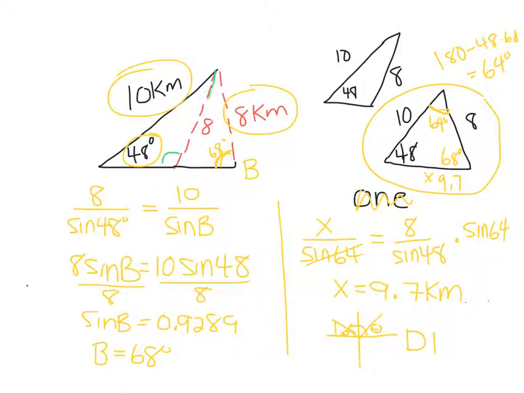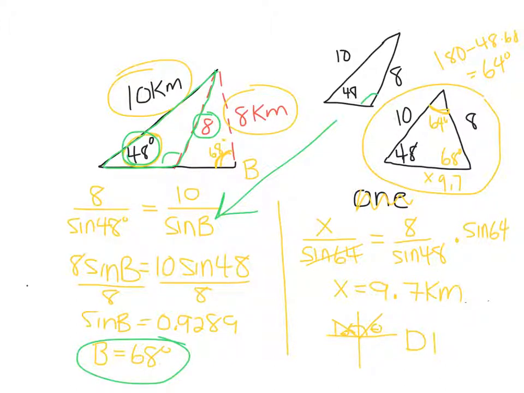So see this smaller triangle right here? Well, we know now that, hey, that could be the triangle that this question is talking about. So we have a side length of 10, an angle of 48, and a side length of 8. So let's assume maybe it's the small triangle, and let's try to figure out what that angle would be in the small triangle. So using the sine law, like we already did, 8 over sine 48 equals 10 over sine b, we still come up with an angle of 68 degrees.